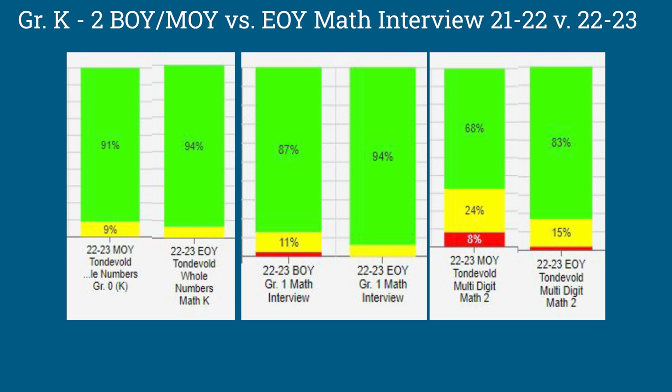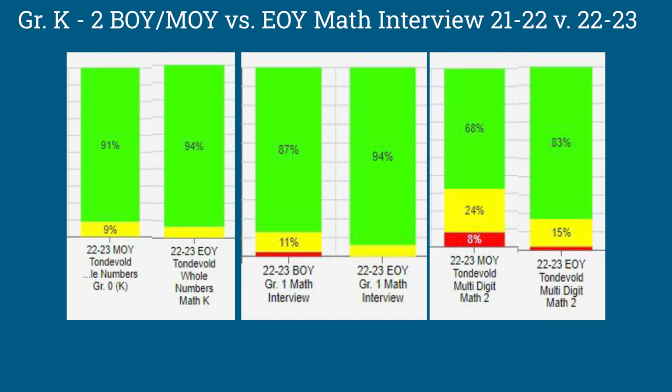This is fall to spring. So in kindergarten, so if I confused you, the last slide was spring to spring. This slide is from fall to spring or middle of the year to spring. In first grade, we went from having some emergents at the beginning of the year to having 0 emergents at the end of the year. And the at-risk population went from 11% to 6%.